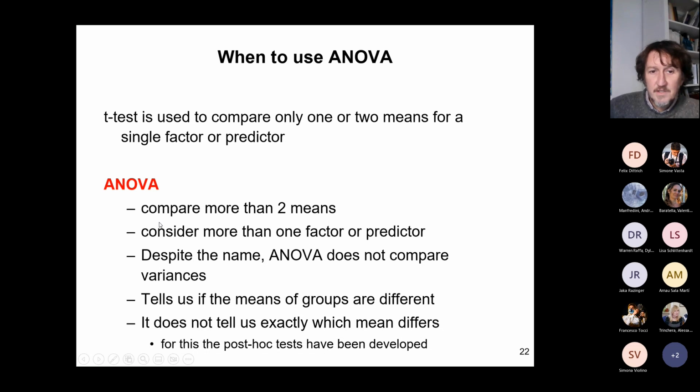ANOVA is used to compare more than two means. It can consider more than one factor or predictor. We will go in depth with this definition. Despite the name, ANOVA does not compare variances, but uses variance to compare means. It tells us if the means of groups are different. It does not tell us exactly which mean differs. For this reason, the post-hoc tests have been developed.